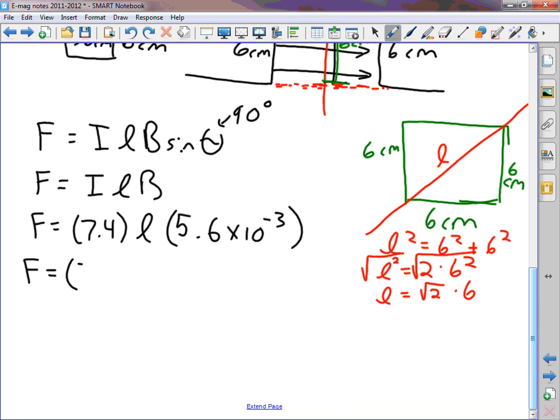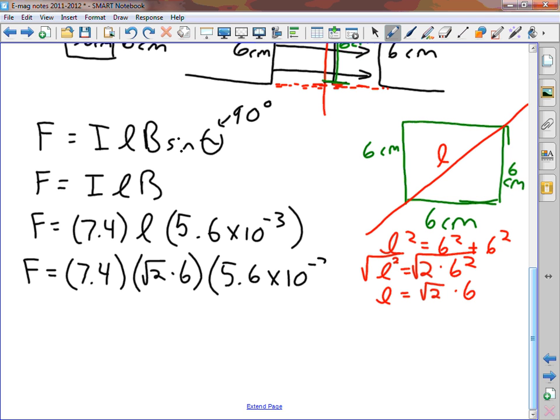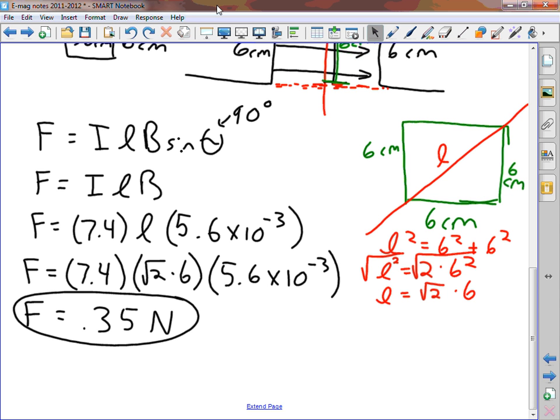So F equals 7.4 times square root of 2 times 6 times my 5.6 times 10 to the negative third. Plug that into my calculator and get the maximum force possible. Alright, so the maximum force this wire would experience under these conditions is about 0.35 newtons.